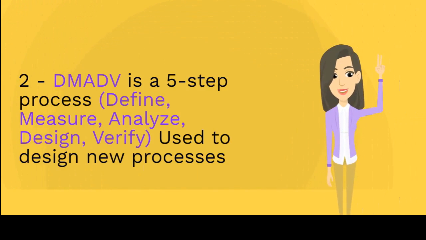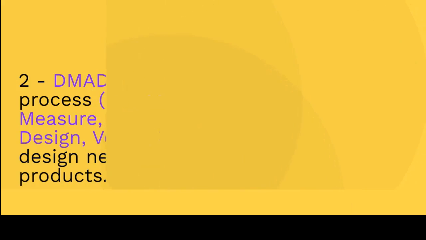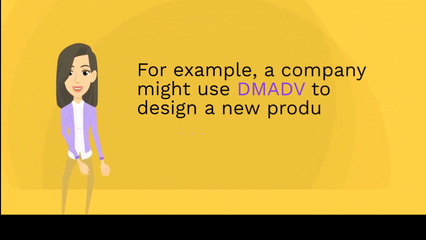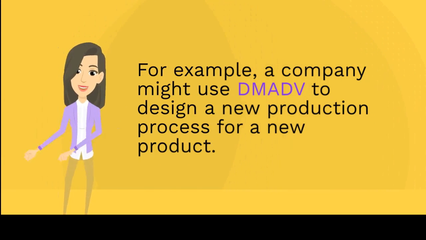2. DMADV is a 5-step process: define, measure, analyze, design, verify, used to design new processes or products. For example, a company might use DMADV to design a new production process for a new product.